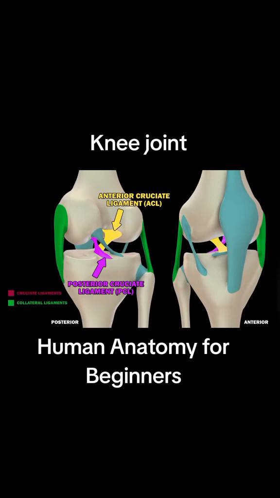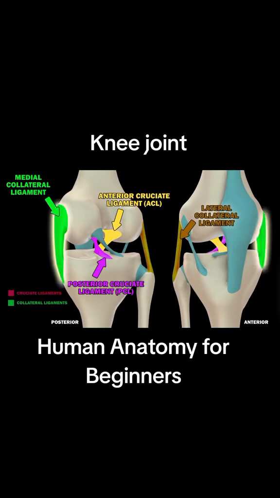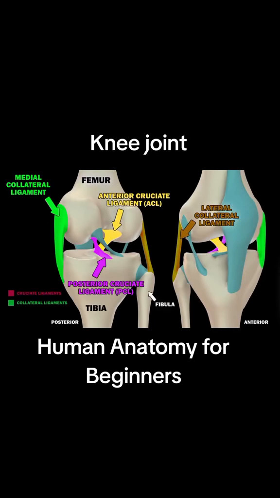Now for the collateral ligaments. There's a medial collateral ligament and a lateral collateral ligament. Medial means at the middle, while lateral means on the side. Hence, the medial collateral ligament is found on the inner side of the knee, running from the femur to the tibia. The lateral collateral ligament is found on the outer side of the knee. However, it runs from the femur to the fibula.